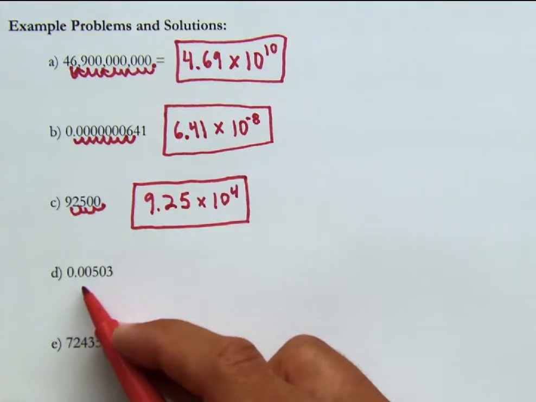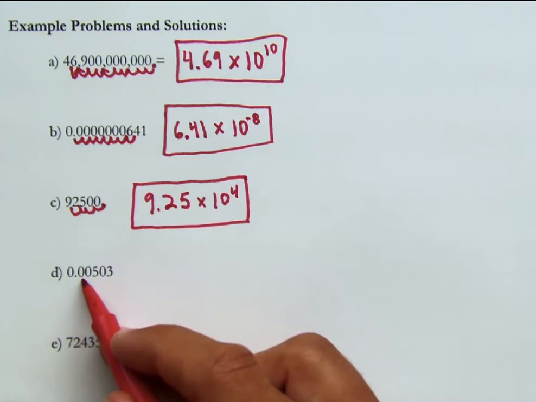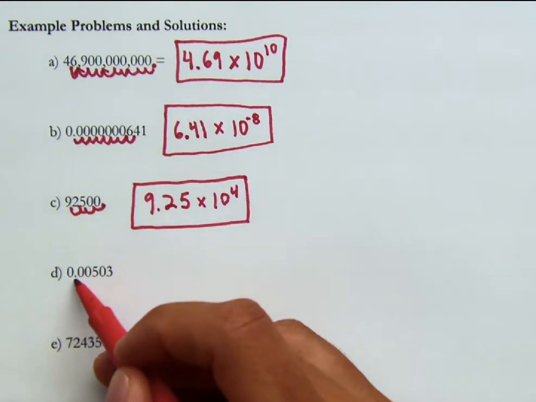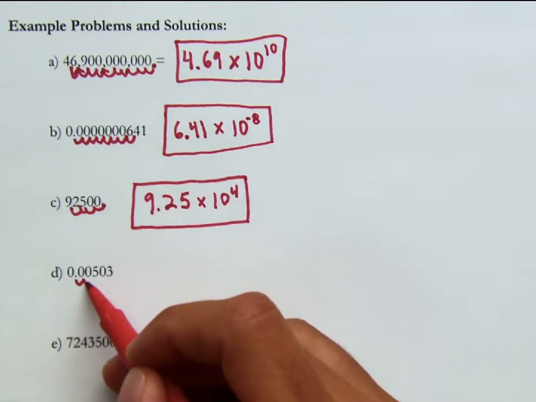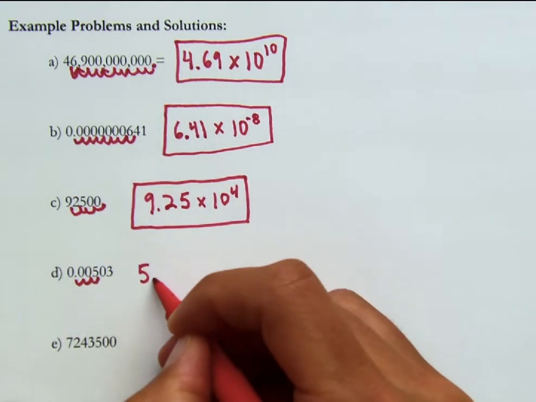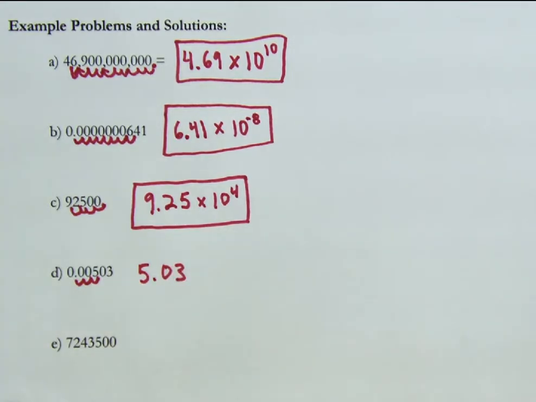Here we have a number less than 1. We have to move the decimal to the right. So 1 place, 2 places. That's 2 places would give us 0.5. That is not a number between 1 and 10. If we move it 3 places, we get 5.03. So 1, 2, 3 places gives us 5.03. Again, you just move the decimal point until you get a number between 1 and 10.